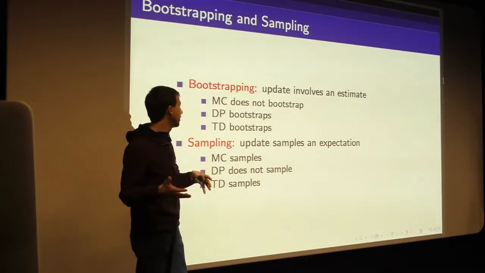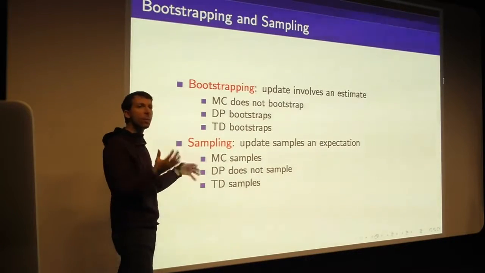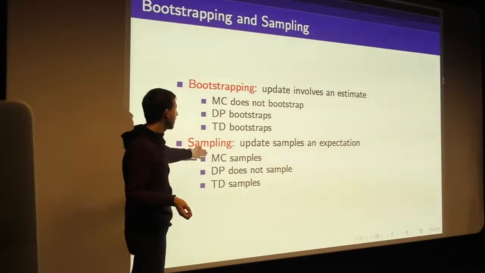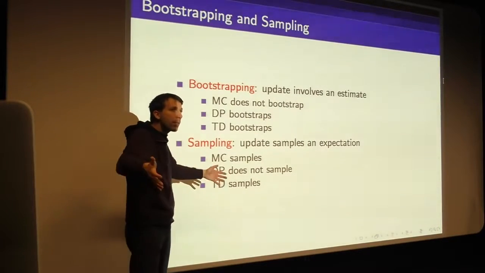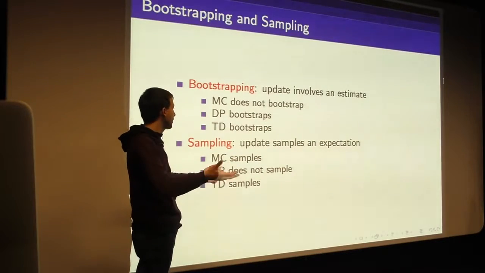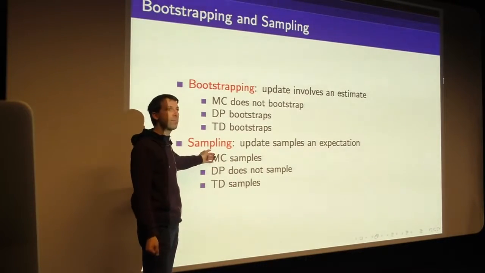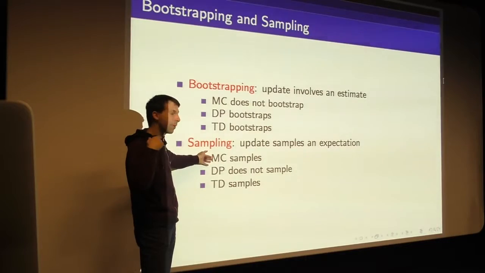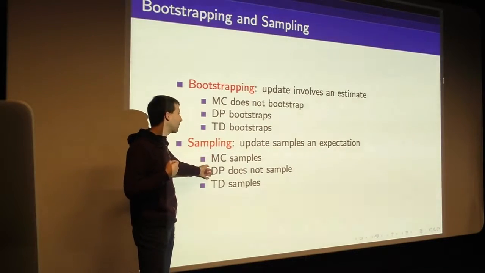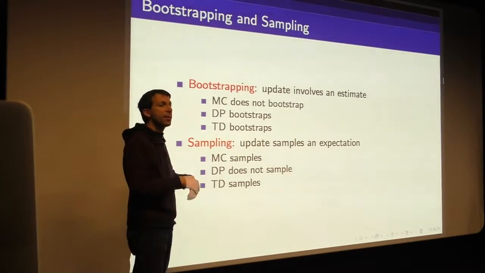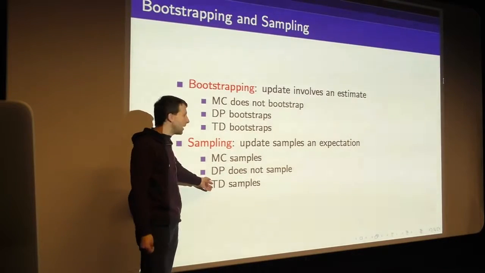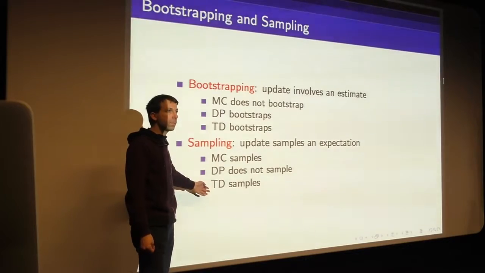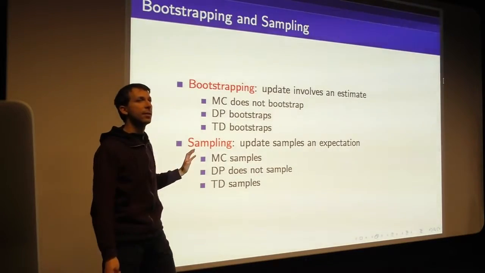The other dimension is whether we sample or take full width backups. So Monte Carlo samples, so it samples the environment. We don't need to do a full width exhaustive search over all the things the environment might do. We sample the MDP dynamics. We sample our own policy. Whereas dynamic programming does full width updates. It considers every possibility exhaustively and backs them up exhaustively. TD samples as well. Okay, are these two dimensions clear?